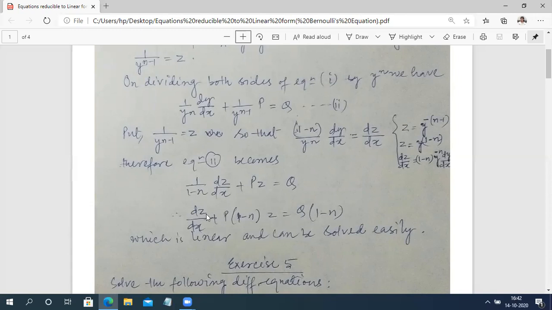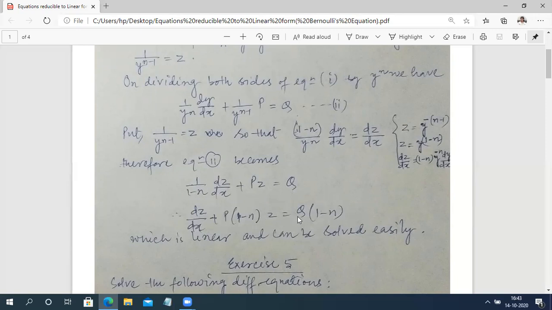Your y has been replaced with z. So dz/dx + P, where P is a whole function of x with some constant, so this is the whole P. P into z is equal to Q. Q is again a function of x only, multiplied by some scalar quantity 1-n. Okay, whatever it is. So now this very equation is your linear equation in z.